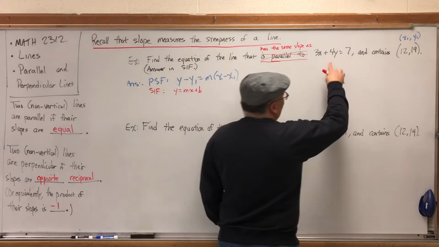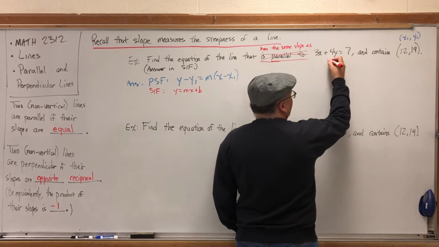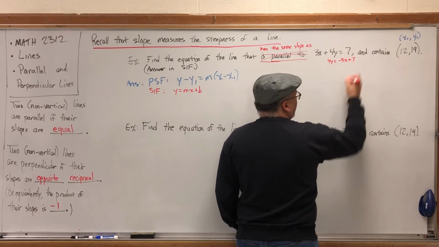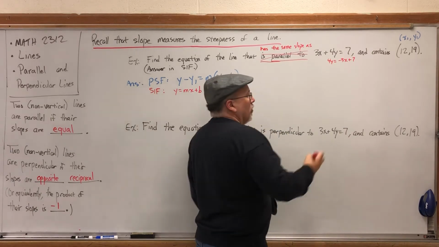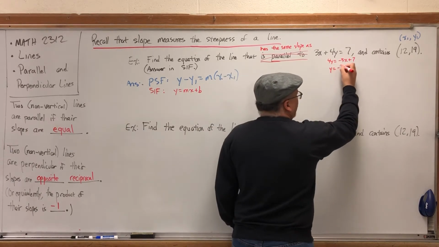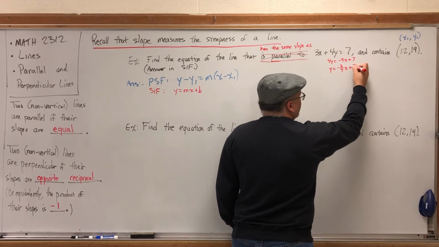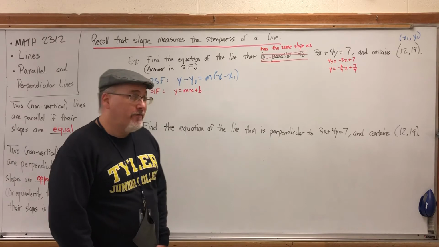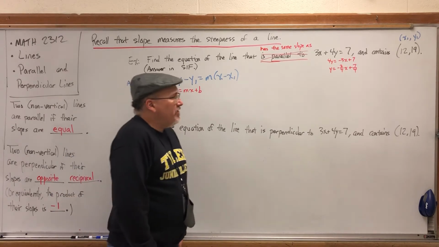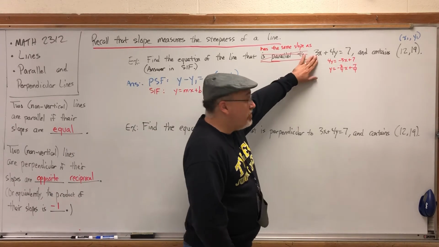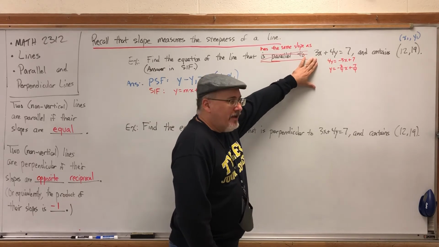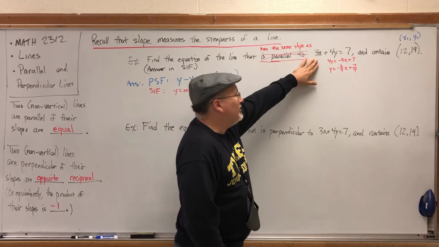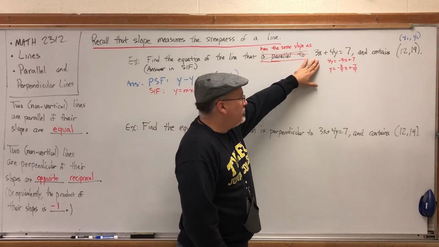We can solve for y by taking this 3x and subtracting it to the other side, which would give us 4y equals negative 3x plus 7. And then divide everything by 4, which would give us y equals negative 3/4 x plus 7/4. And at that point, the slope is in front of the x, and the slope is negative 3/4. Now, some of you are savvy enough that you can look at this equation in general form and think about moving things around like I just did, and see that the slope is going to be negative 3/4.